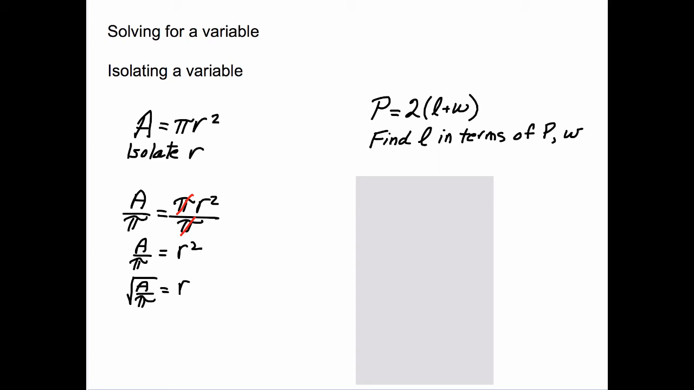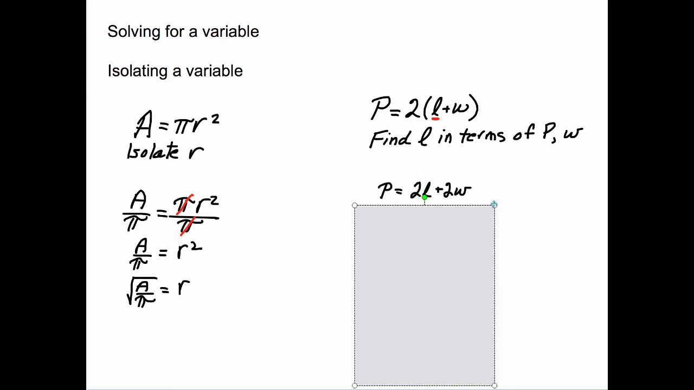In the next example, we're asked to solve the formula for perimeter, P equals 2 times L plus W, for L in terms of P and W. And this is yet another way of asking us to solve for a variable. Again, we want to find L in terms of P and W. And what that means is that we want to isolate L. All right, so this one can be done as follows.